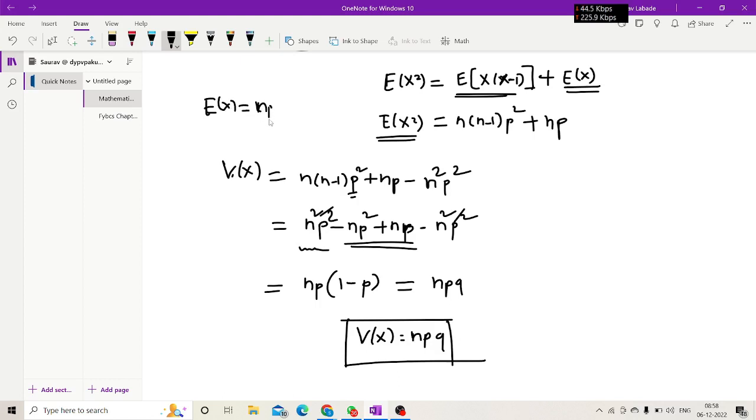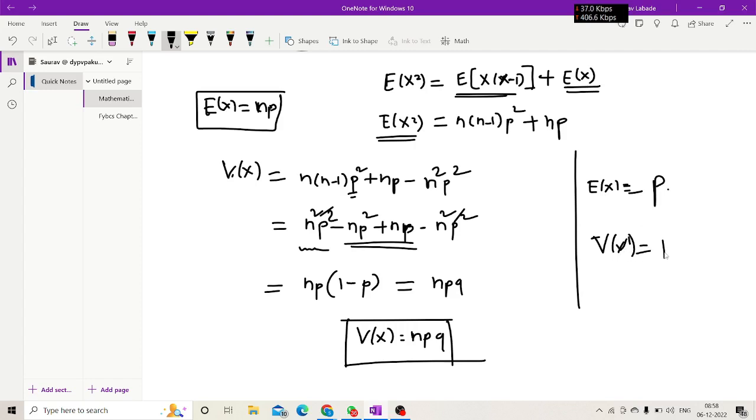Now understand the difference between the Bernoulli and binomial. In the Bernoulli, if you try to solve the expectation, you will get the answer p, and if you try to solve the variance, you will get pq. In the binomial, you will get np, and here it is npq. Why? Because here there are n Bernoulli trials. So that's the reason mean is np and variance is npq. Here there is only one Bernoulli trial, so the answer is p and pq.